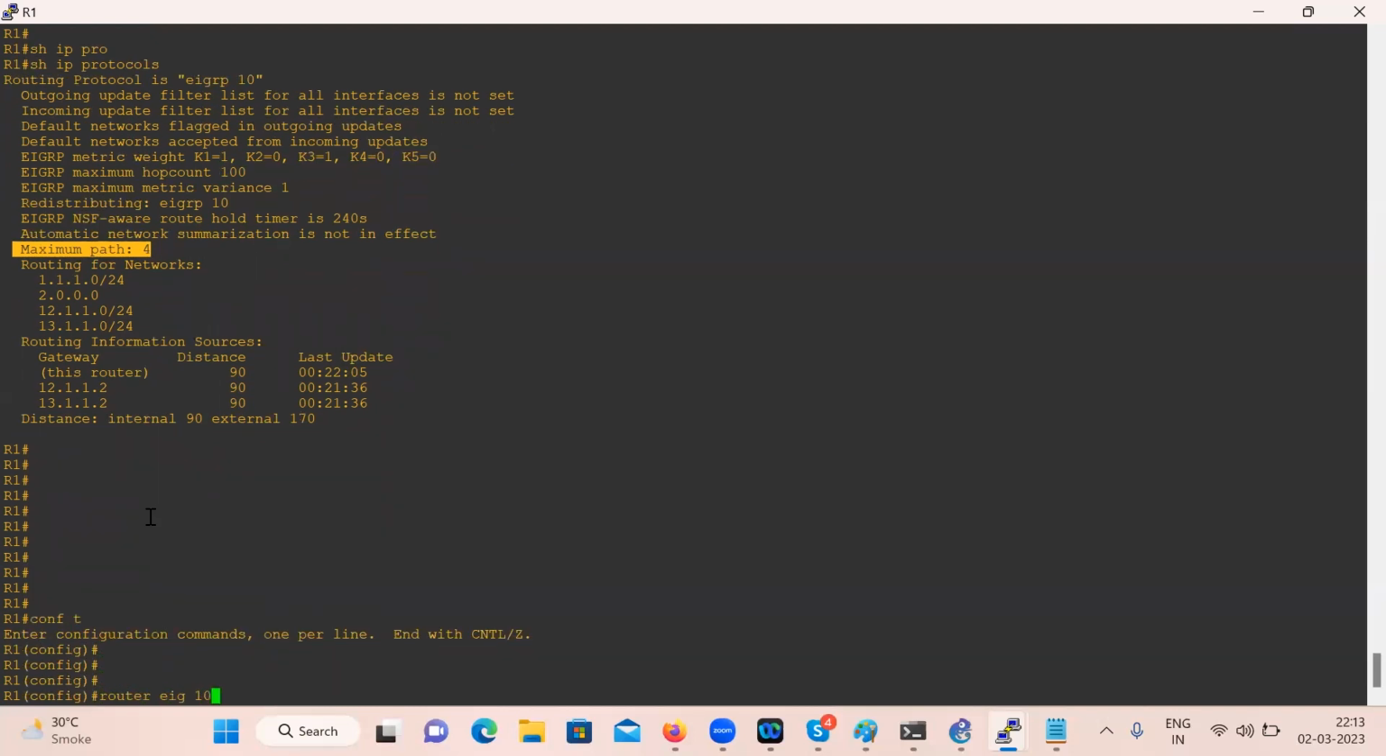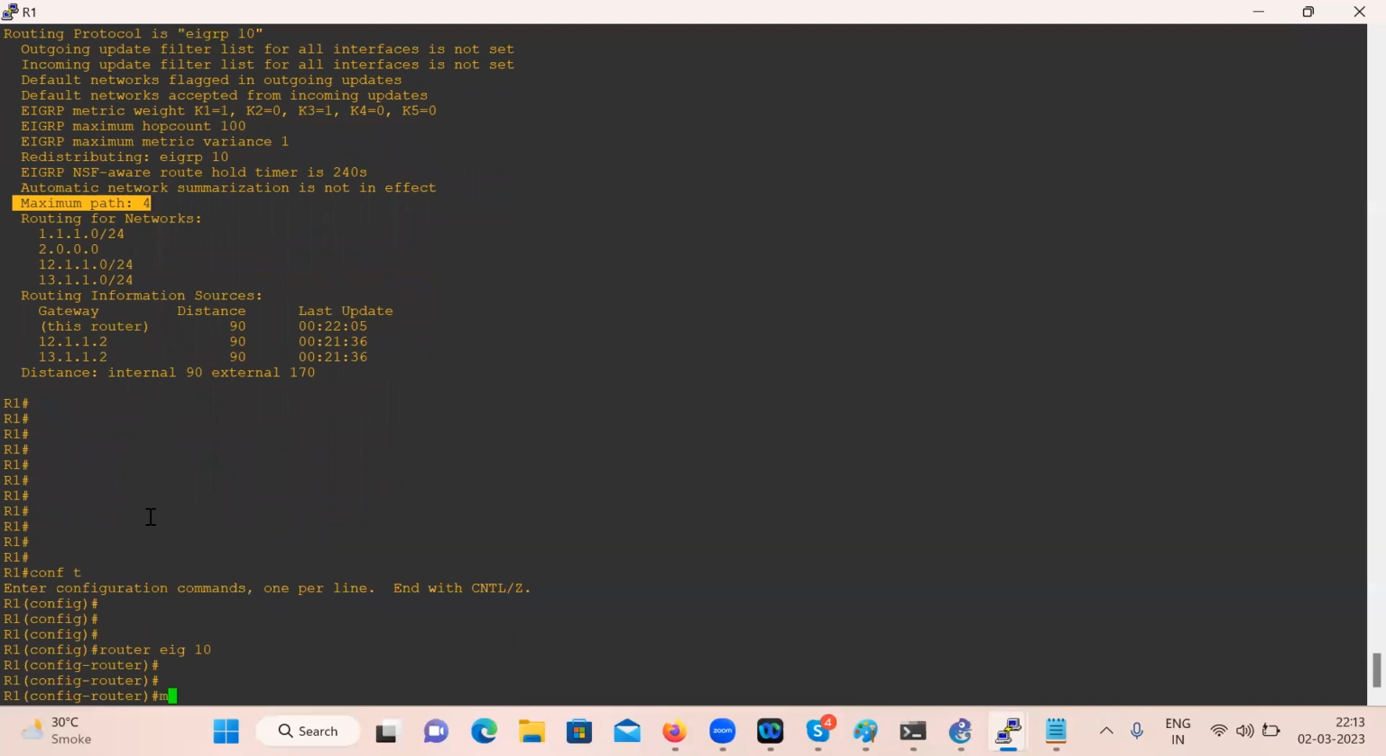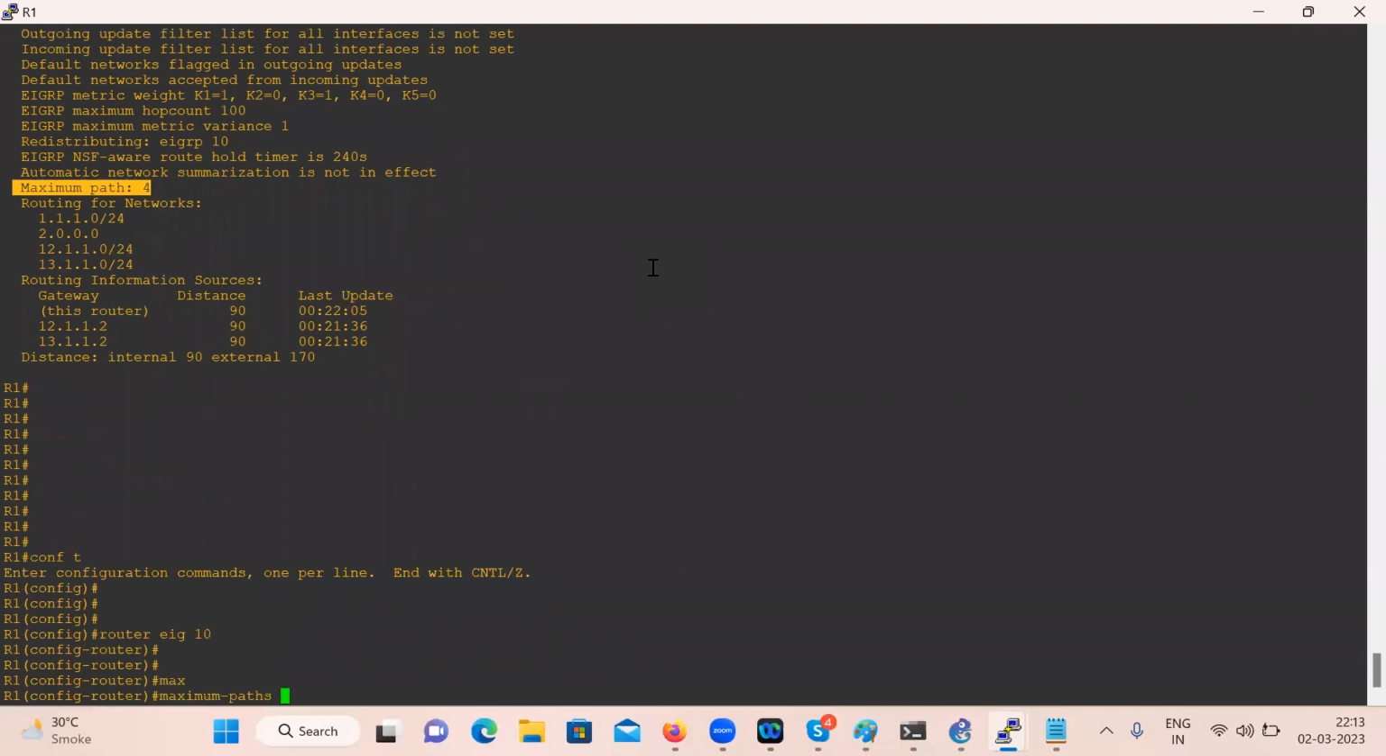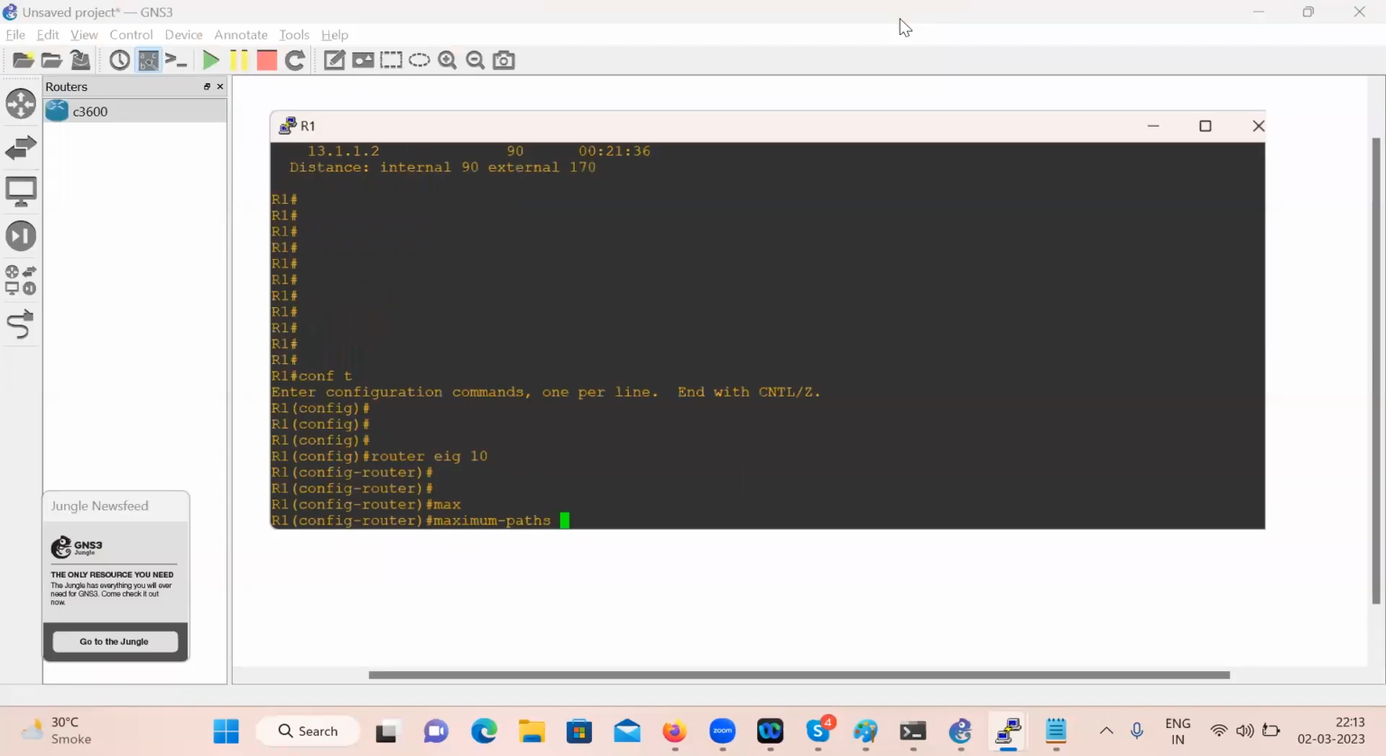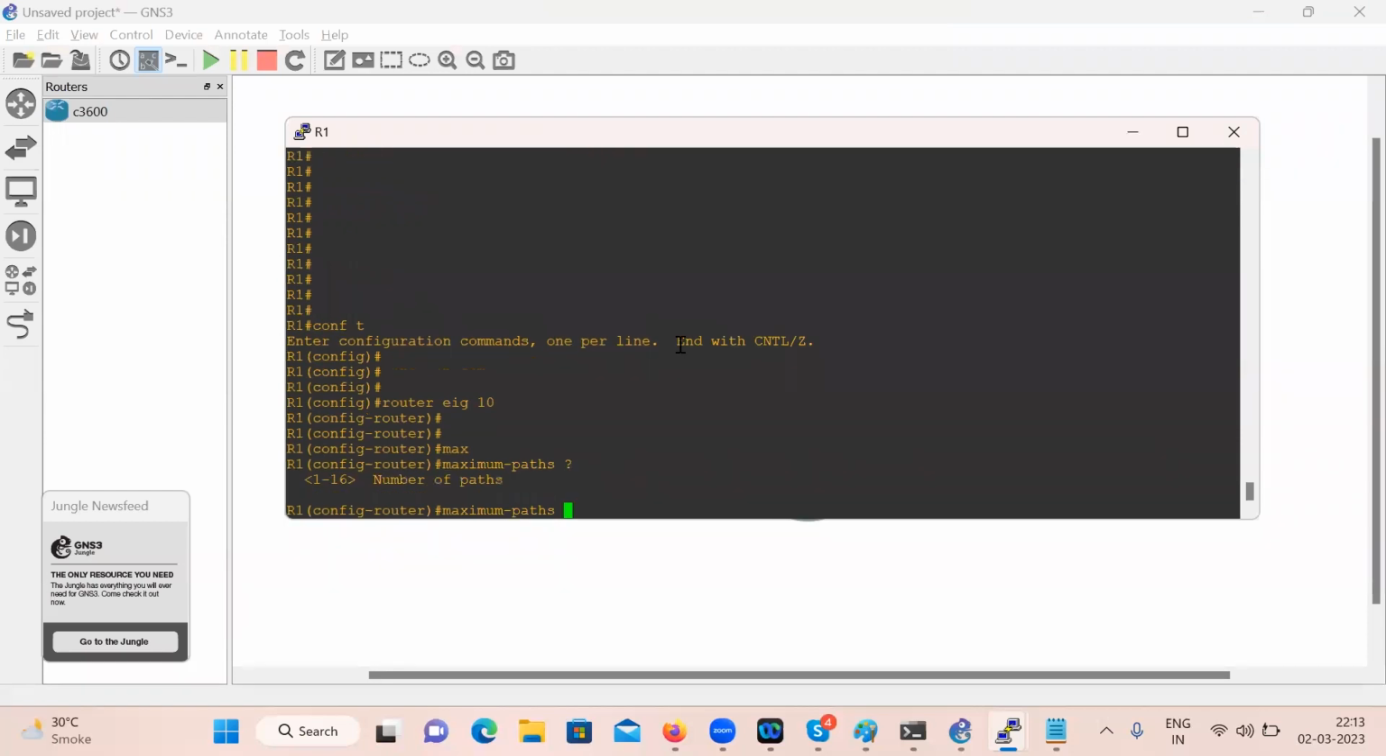Router EIGRP AS number 10, maximum path. See, it is showing you 16. Same in the exam, in the book also they have written 16. But in case you find somewhere this maximum path, it will be up to 8 only with some IOS. With some IOS it will show you up to 32 also. It depends.